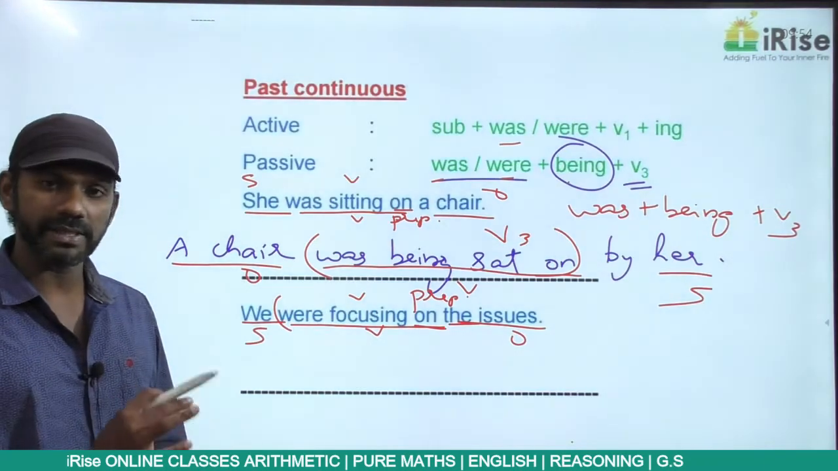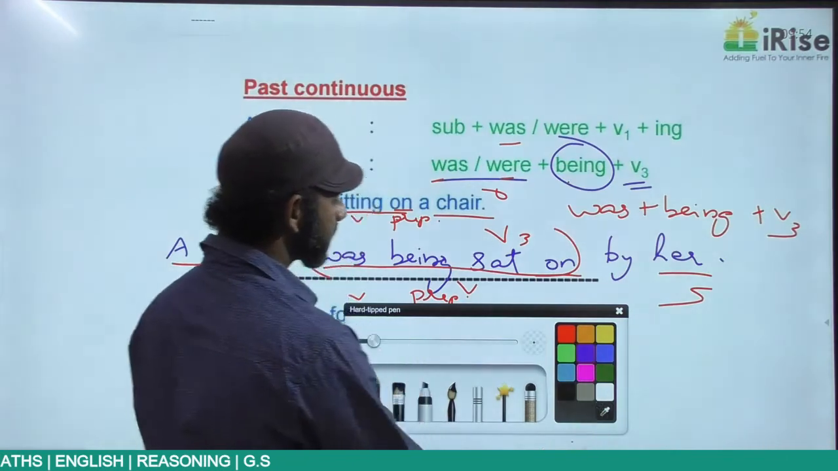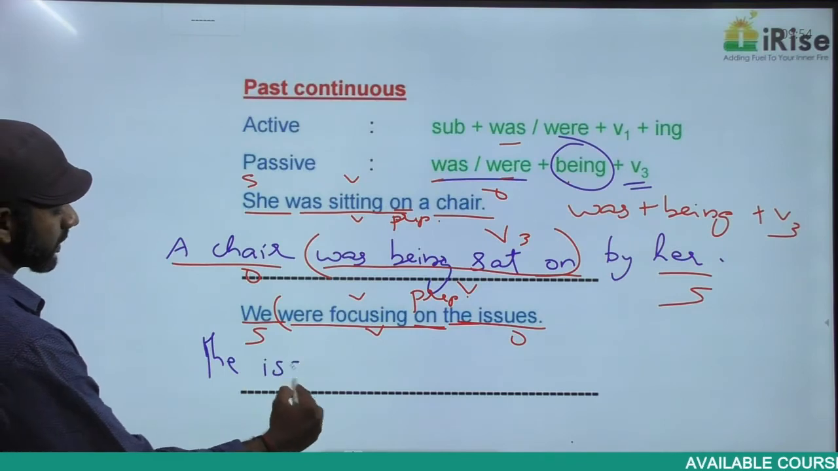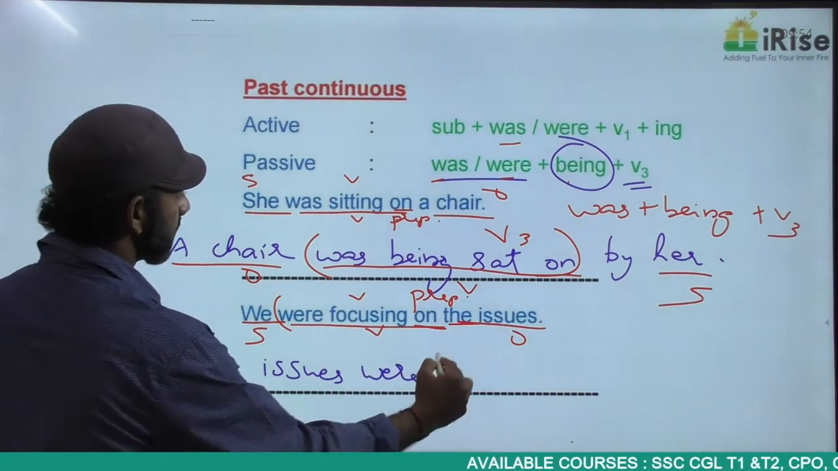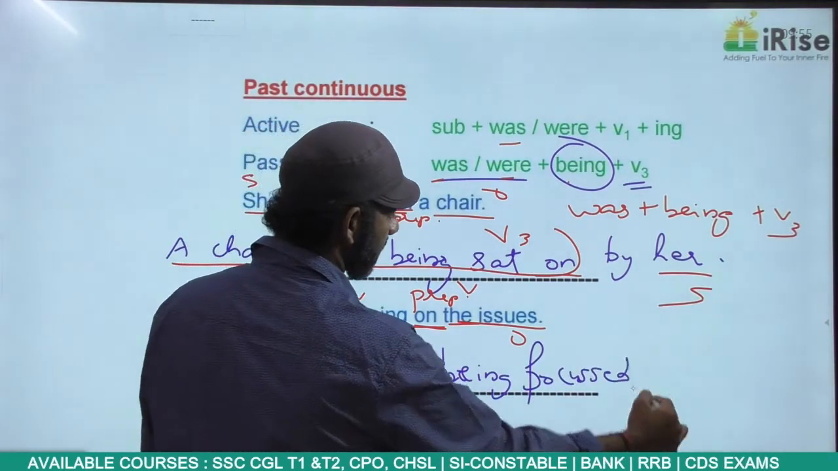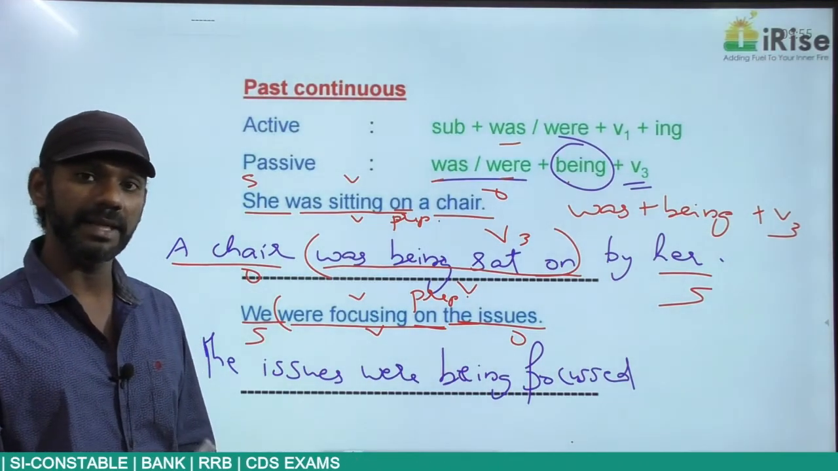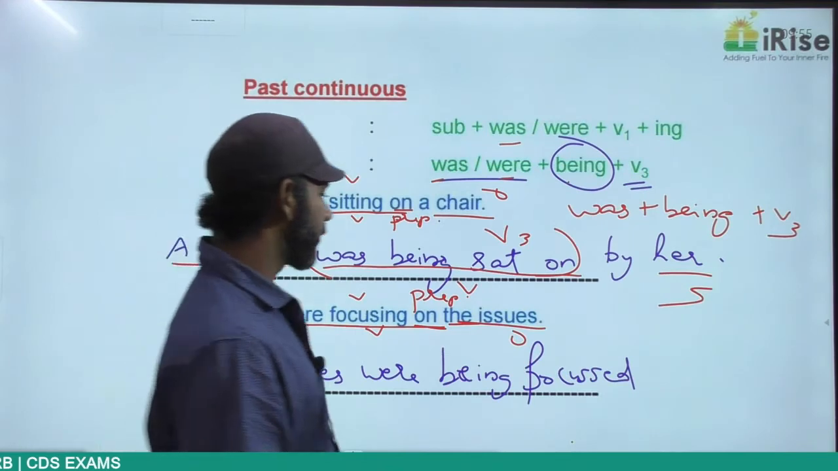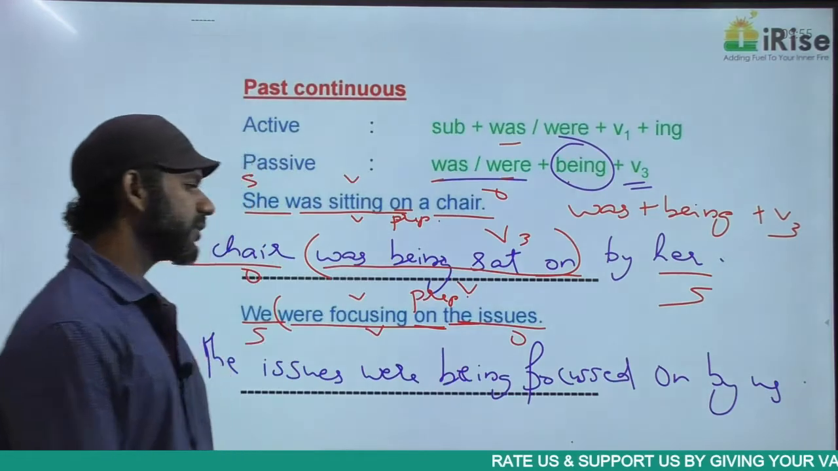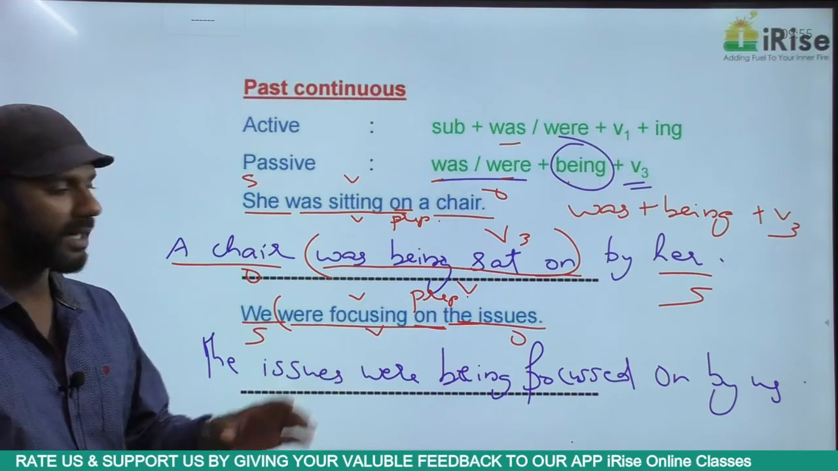Active voice, past continuous. In the passive voice also it must be past continuous. This sentence in the past continuous tense in the passive voice becomes: the issues were being focused. Focused and focussed both are correct; one is American spelling and the other is British spelling. Focussed is British spelling, focused is American spelling. The issues were being focused on by us. "The issues were being focused by us" is wrong. Phrase: the issues were being focused on by us.